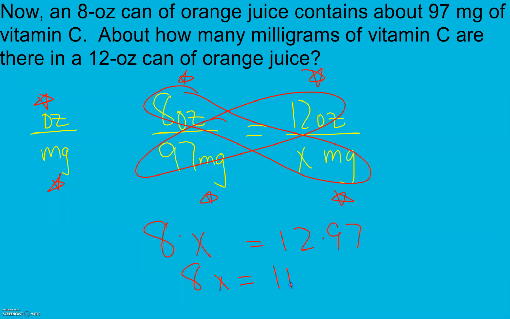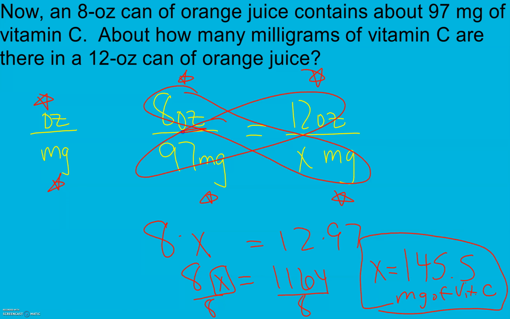Here you get 1,164. X is being multiplied, so we divide to get it by itself, which gives me 145.5 milligrams of vitamin C. So again, ounces over milligrams equals ounces over milligrams. It has to be set up the same.